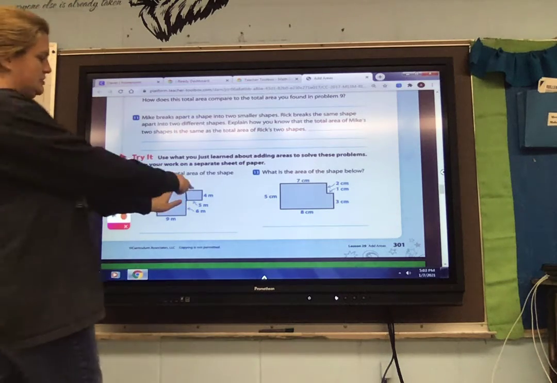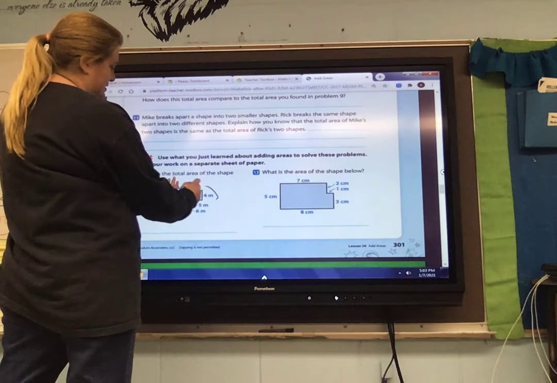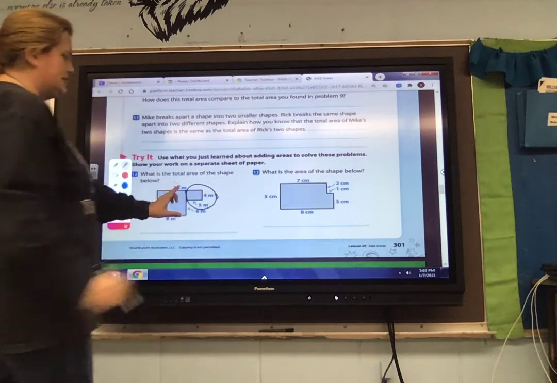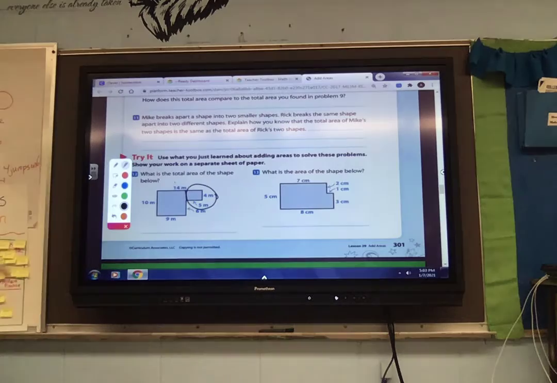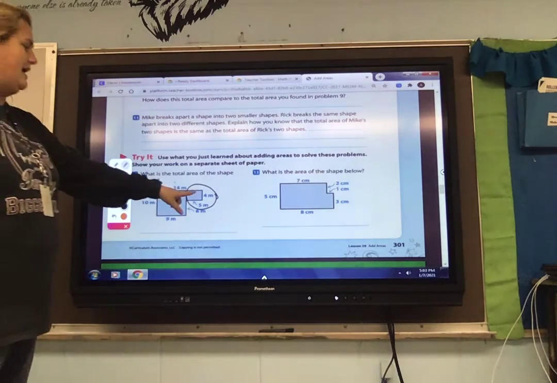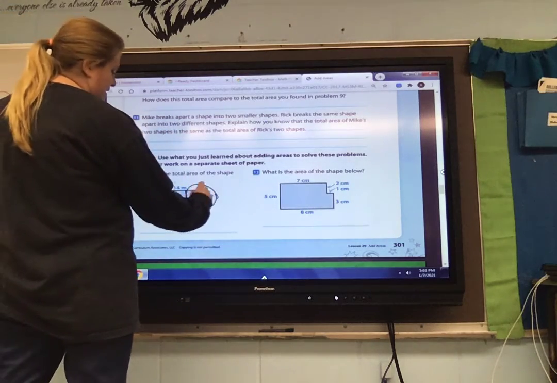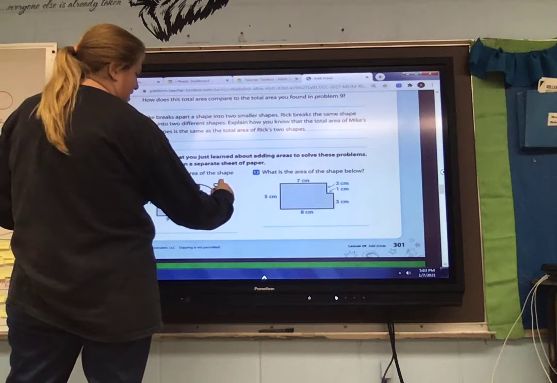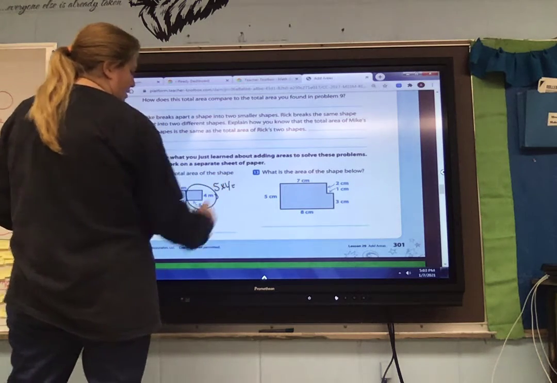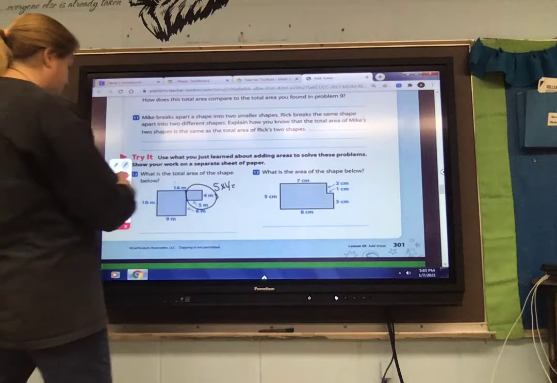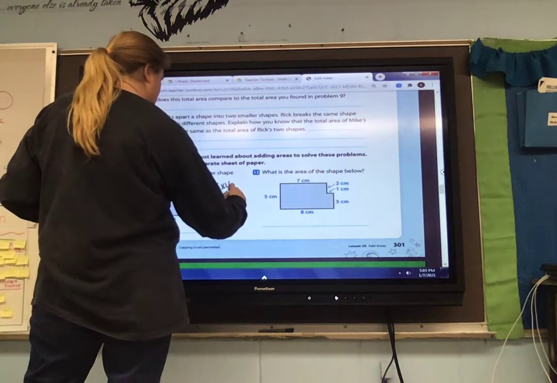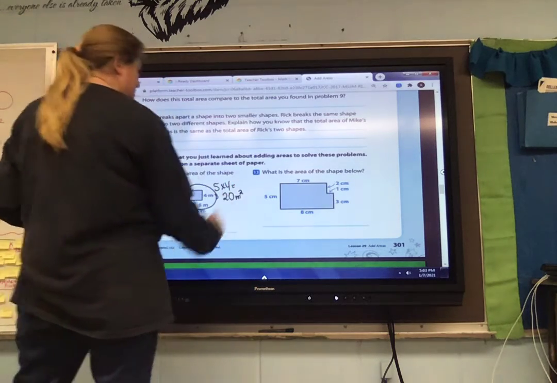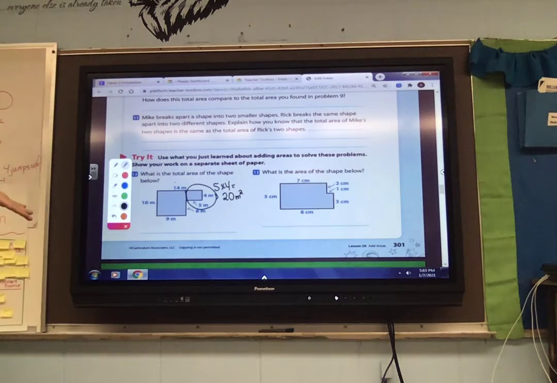So if I want to look just at this small rectangle, I can see the only numbers that go for the small rectangle are 5 and 4. So for this rectangle, I'm going to use 5 times 4. What is 5 times 4? 20. So the small rectangle is 20 meters squared.